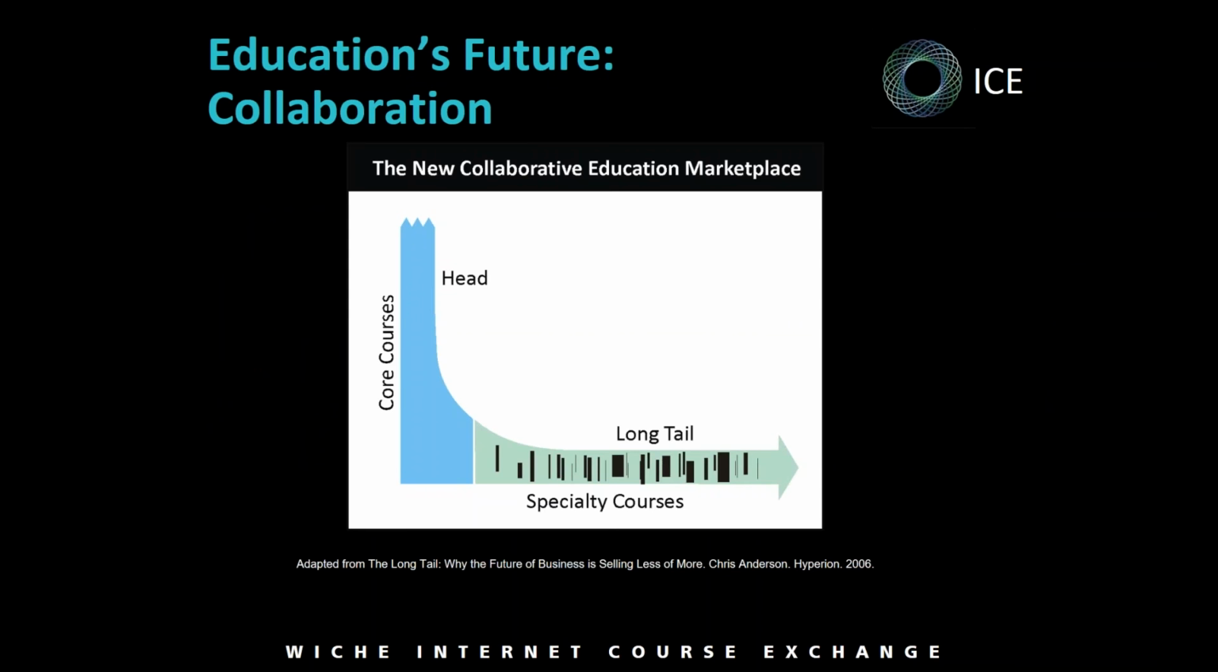So thanks, Anna. I was going to talk just a little about this collaborative marketplace that I think we're increasingly getting into, or will, as resources don't increase for higher education as significantly as they've done in some years past. But there's a graphic here that's been adapted from a book called The Long Tail: Why the Future of Business Is Selling Less of More.